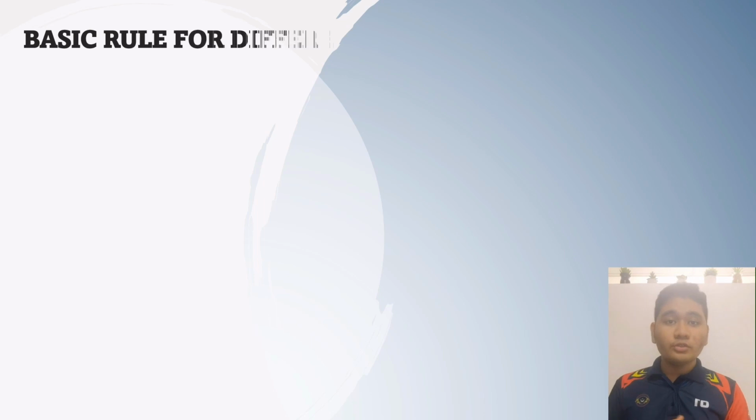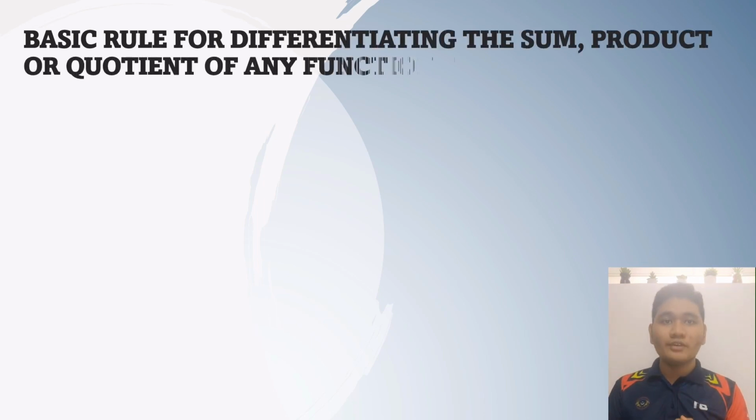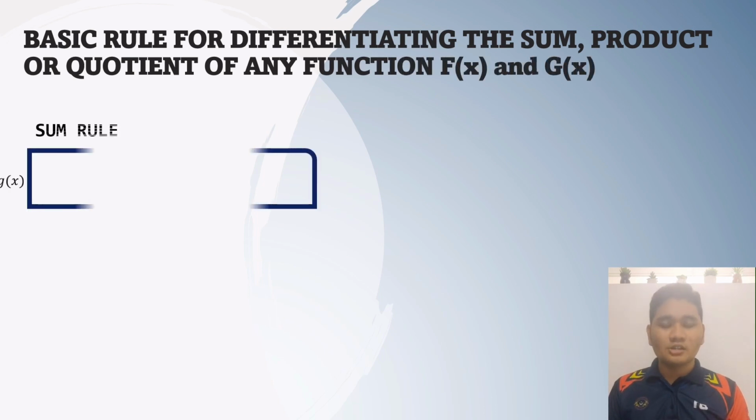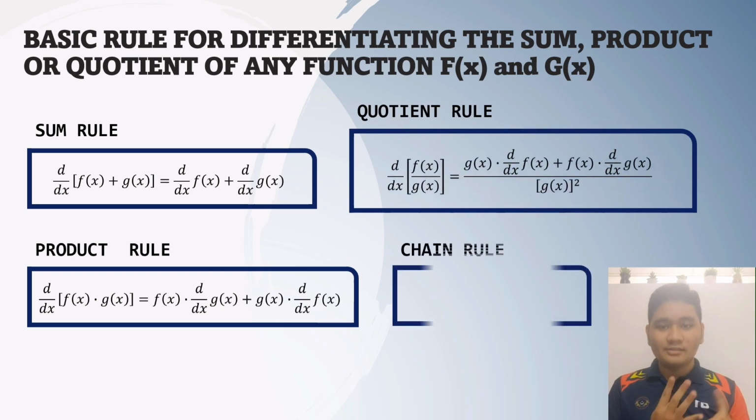We move on to the basic rules for differentiating the sum, the product, or the quotient of any functions f(x) and g(x). There are four: sum rule, product rule, quotient rule, and chain rule.